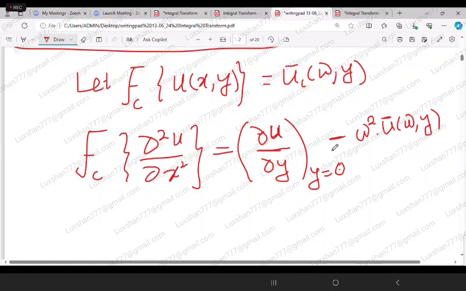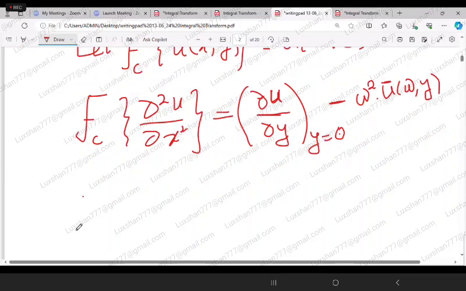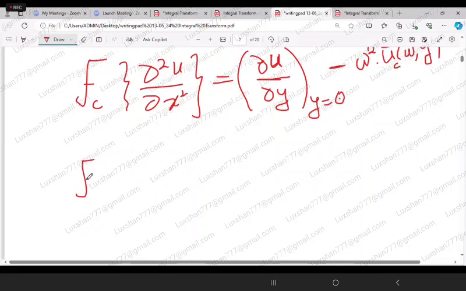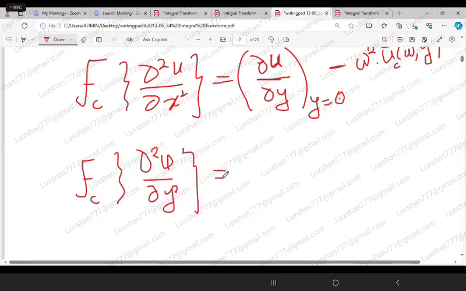Derivative of this function. Similarly, the Fourier cosine transform. Sorry, here it should be C. Okay. Similarly, the Fourier cosine transform of the function ∂²u/∂y² is equal to, as usual, d²u_c(ω, y)/dy².